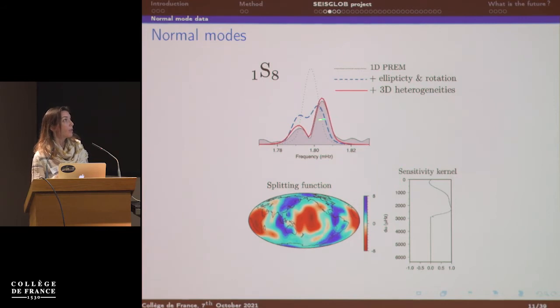So one way to look at this, you can measure this effect of 3D heterogeneities, and we plot that as a splitting function. This map gives you the frequency perturbation of this mode at every location due to the presence of 3D heterogeneity. We have corrected for ellipticity and rotation effects. And here you have the sensitivity kernel for this specific mode.